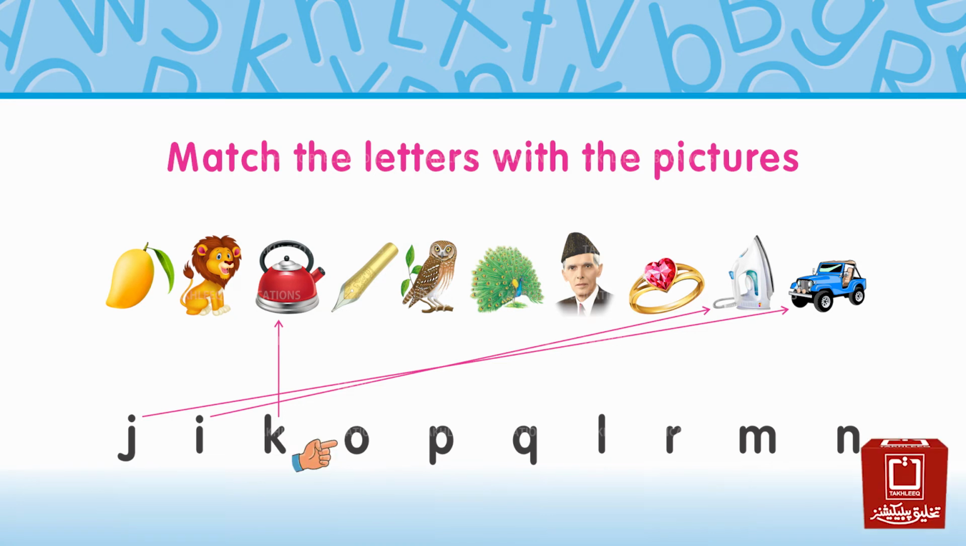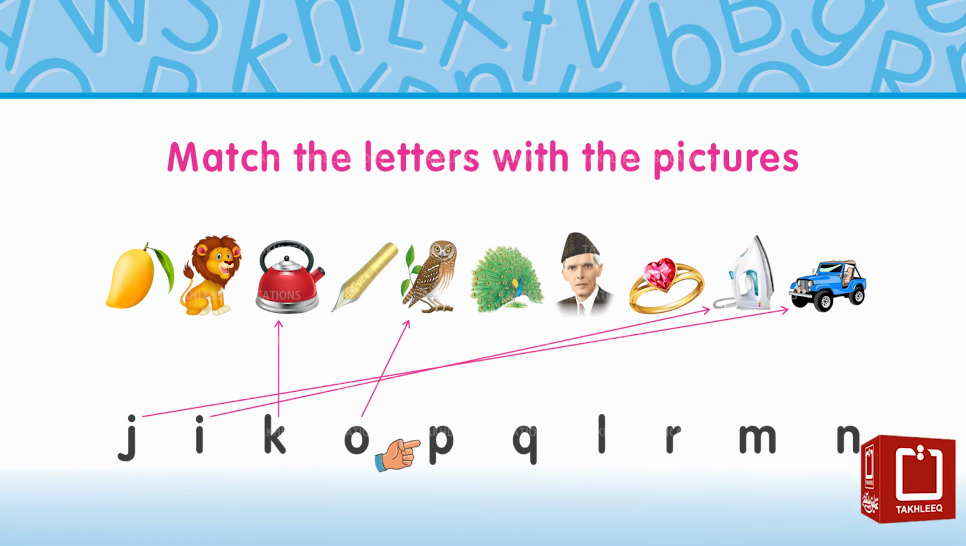O stands for owl. Now we search the picture of an owl. Mango, lion, cattle, nib, owl. Yes, this is the picture of an owl. So we match O with the picture of an owl.